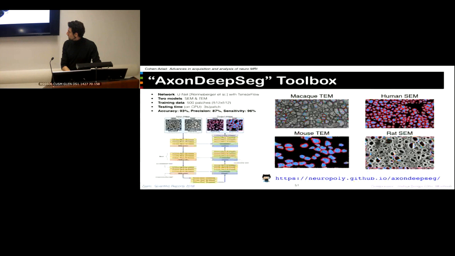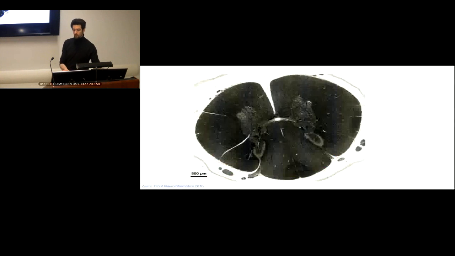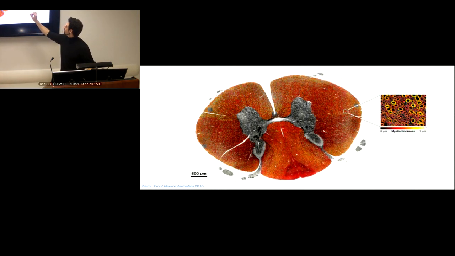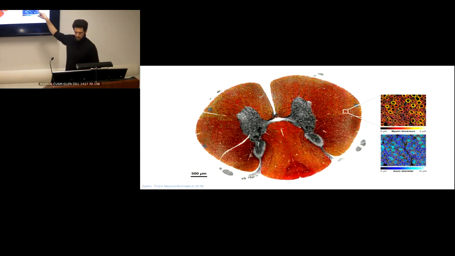But to give you some ideas of the benefits of this approach, when we acquire our full-scale spinal cord, we can then apply this automatic segmentation method. And in each portion of the tissue, we have access to quantities such as myelin thickness and axon diameter and so on and so forth. Then we can really compare that with MRI.